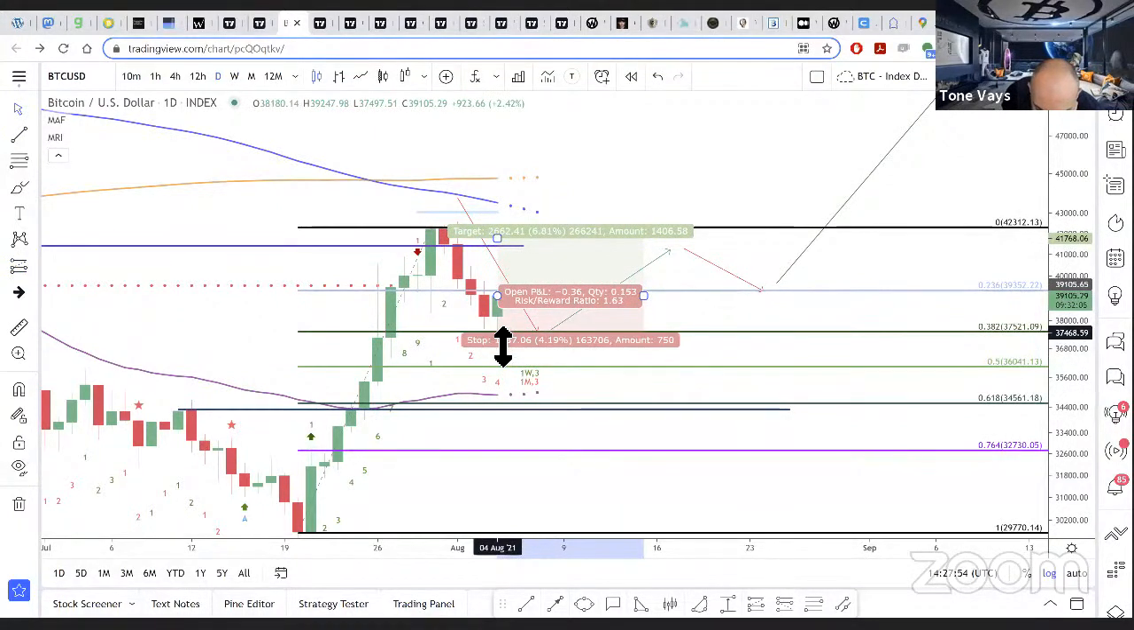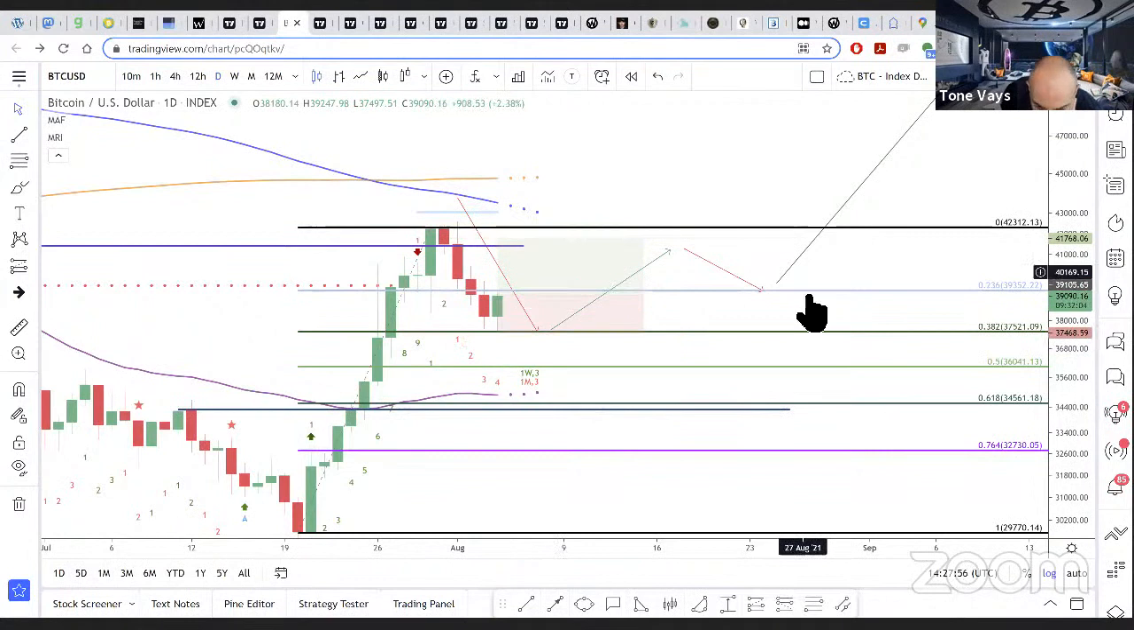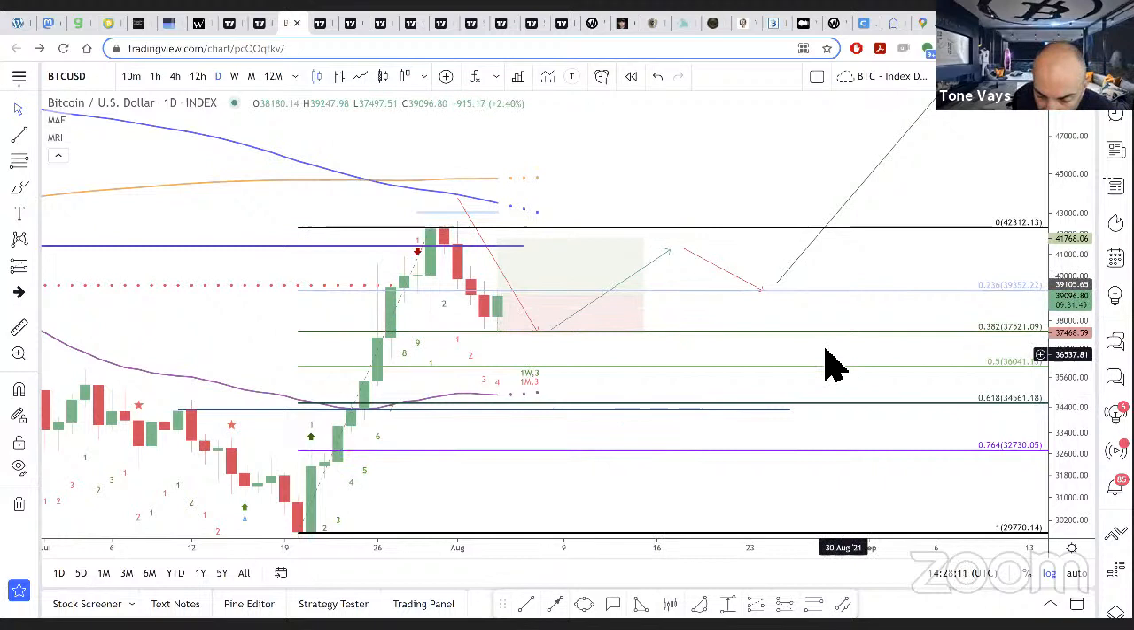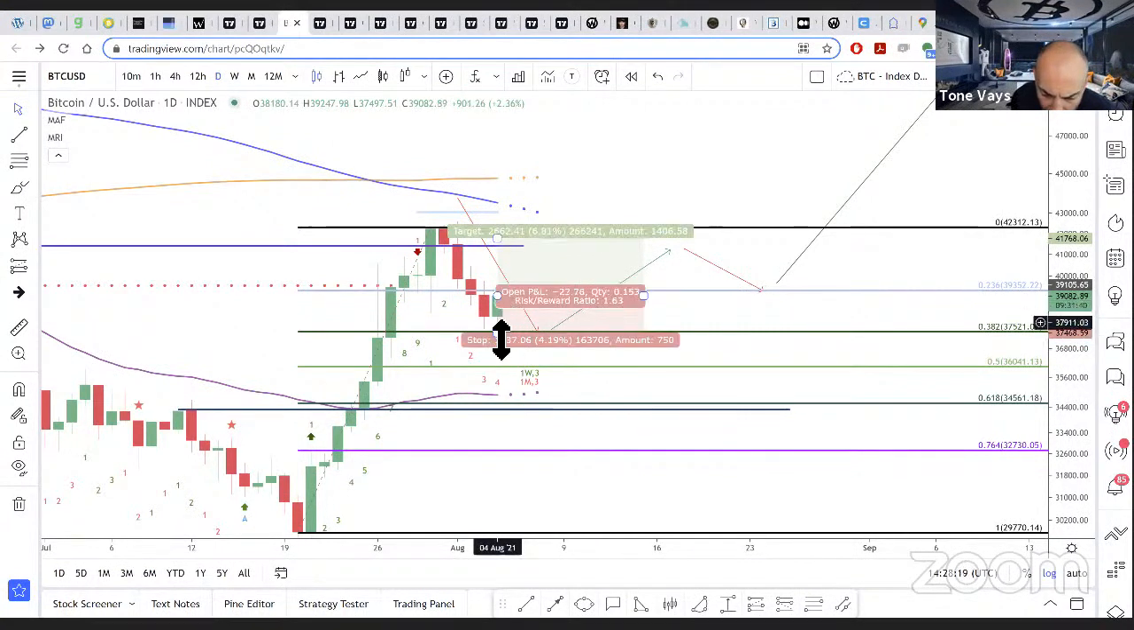If the price of Bitcoin goes below the 38% Fibonacci line, I know I made a mistake on this trade. This is my risk. I can quantify my risk. My risk is 4% using the price of Bitcoin right now, the $39,000 price. My risk is 4% going down to $37,500. What's my reward? I have no idea.